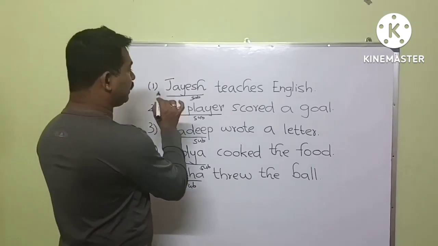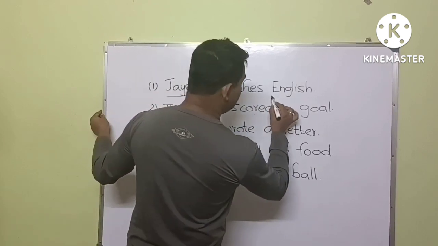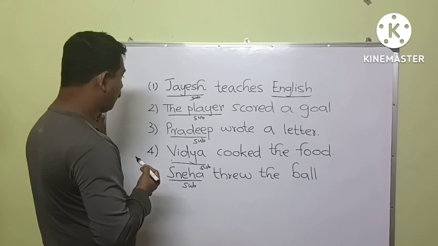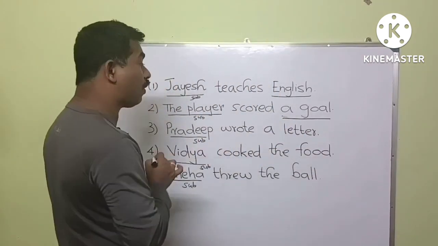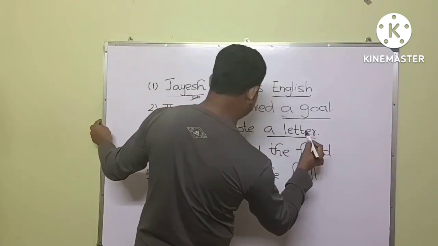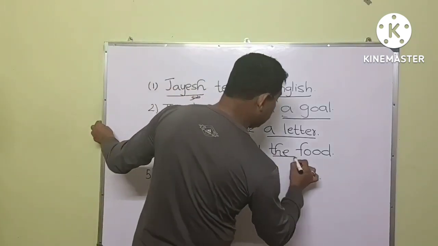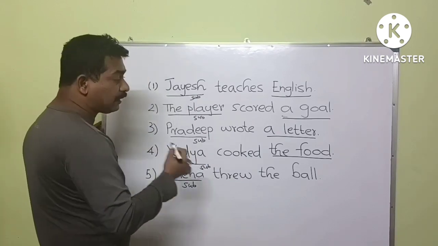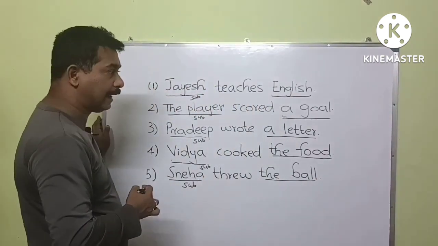Who receives the actions of the subjects? In the first sentence, English receives the action of Jayesh. In the second sentence, a goal receives the action of the player. In the third sentence, a letter receives the action of Pradeep. In the fourth sentence, the food receives the action of Vidya. In the last sentence, the ball receives the action of the subject Sneha.